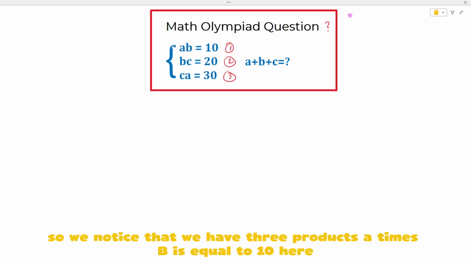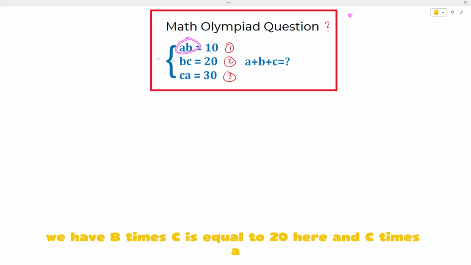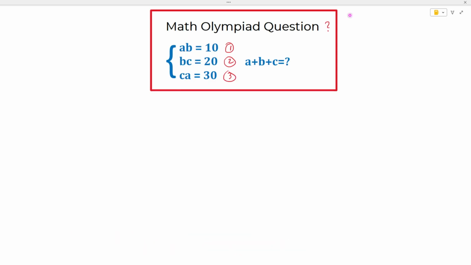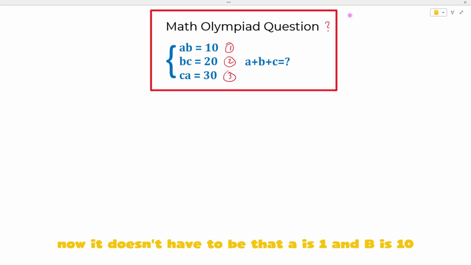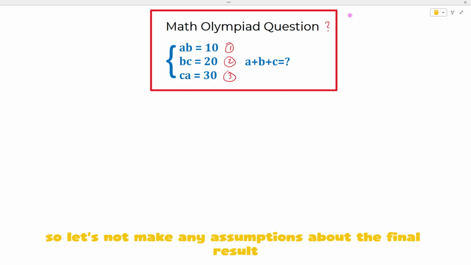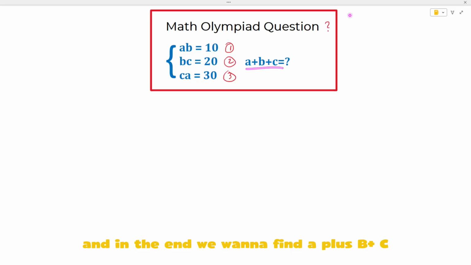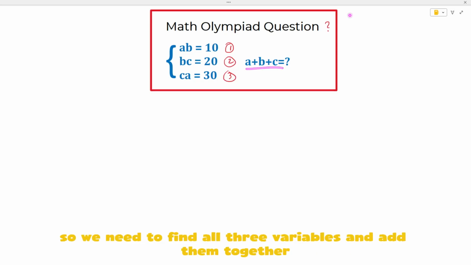So we notice that we have three products. A times B is equal to 10 here. We have B times C is equal to 20 here, and C times A, which is equal to 30 here. Now, it doesn't have to be that A is 1 and B is 10 or that we have whole number values. It could very well be decimals or anything else. So let's not make any assumptions about the final result. And in the end, we want to find A plus B plus C. So we need to find all three variables and add them together.